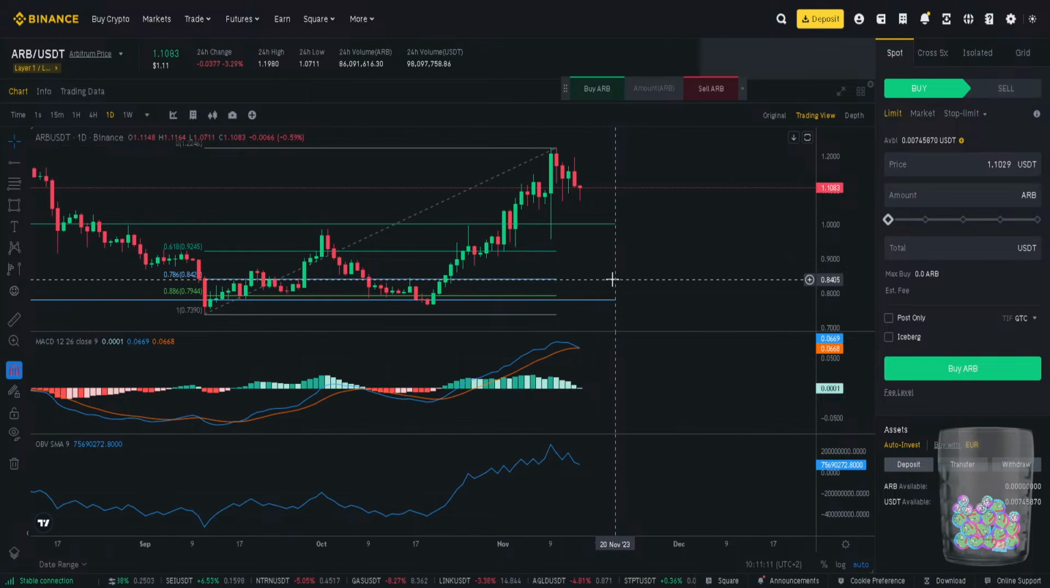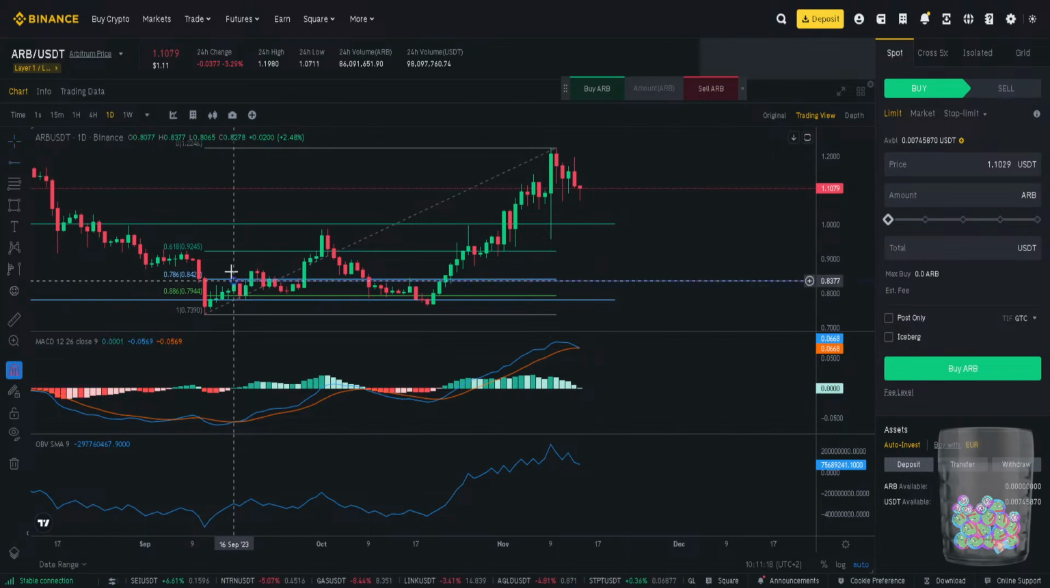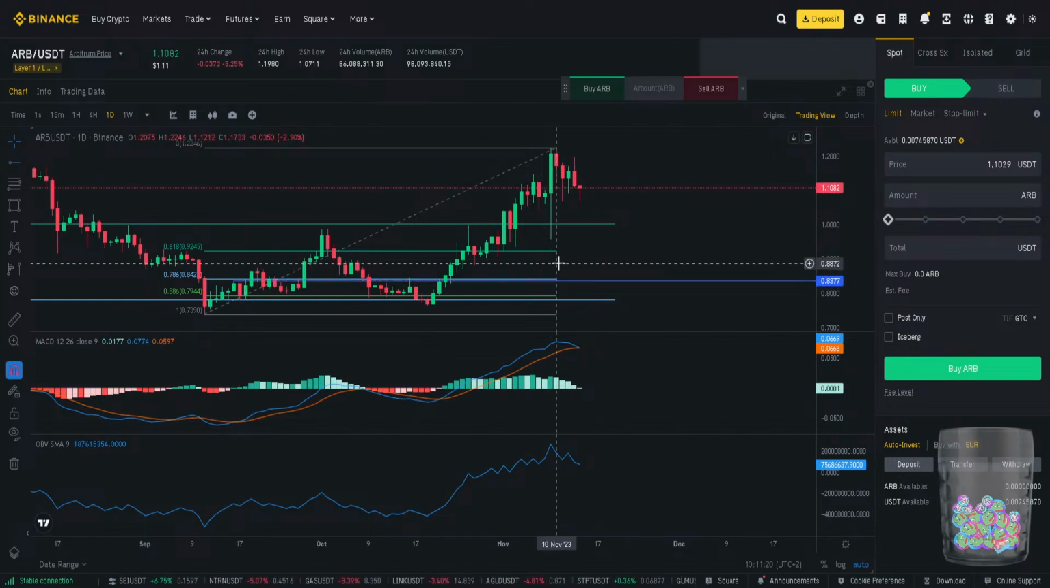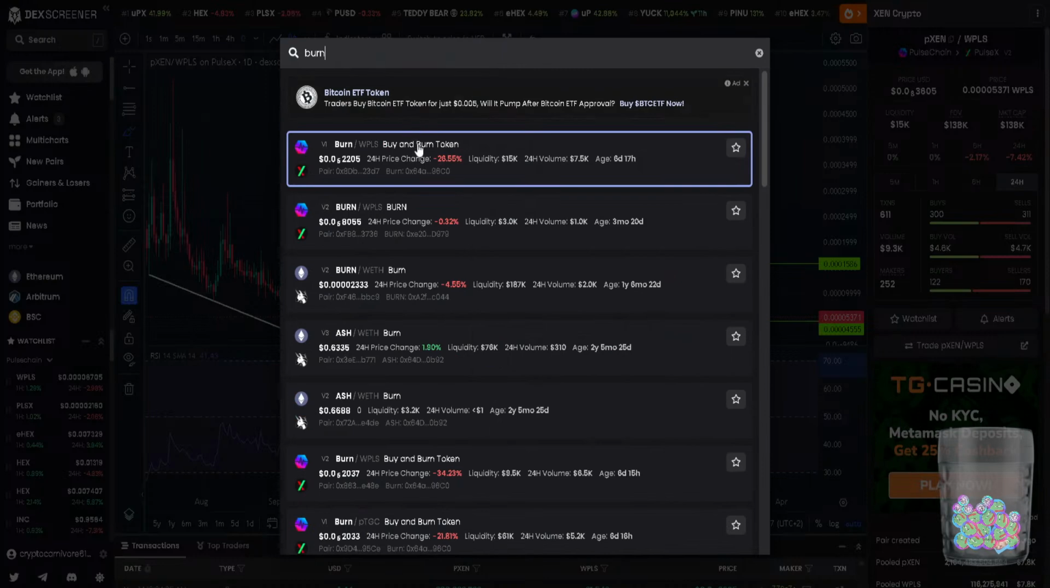Burn is another coin. You're gonna have to wait for a W on that chart, because I can just imagine what it looks like. Massive blow off top. Full retracement. Down like 90%.